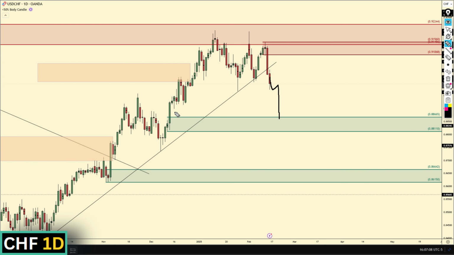If we continue to go down, I think we are clearly headed down to 0.886, down to this demand zone where we could definitely see a move to the upside. And that would be a great area to look for swing trades and day trades in as well at that daily demand on the USDCHF.